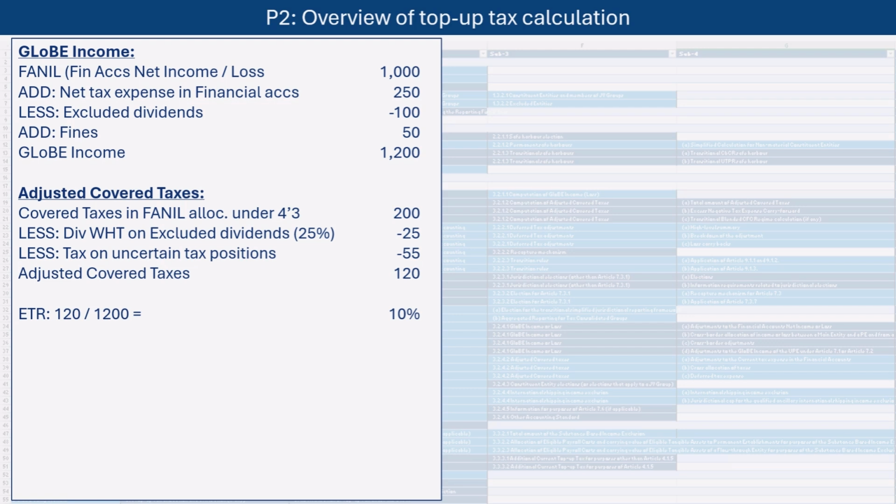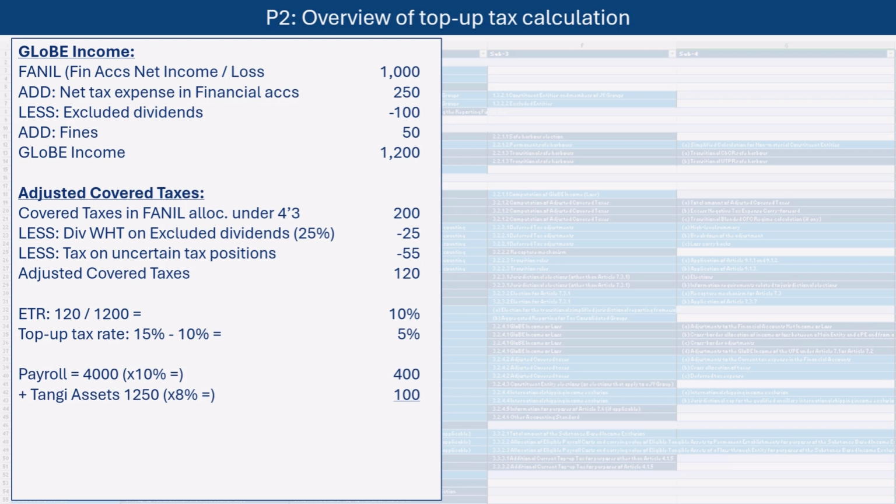You calculate your effective tax rate, which now comes to 10%, being 120 divided by 1,200. So our top-up tax rate will be 5%, being 15% minus 10%.